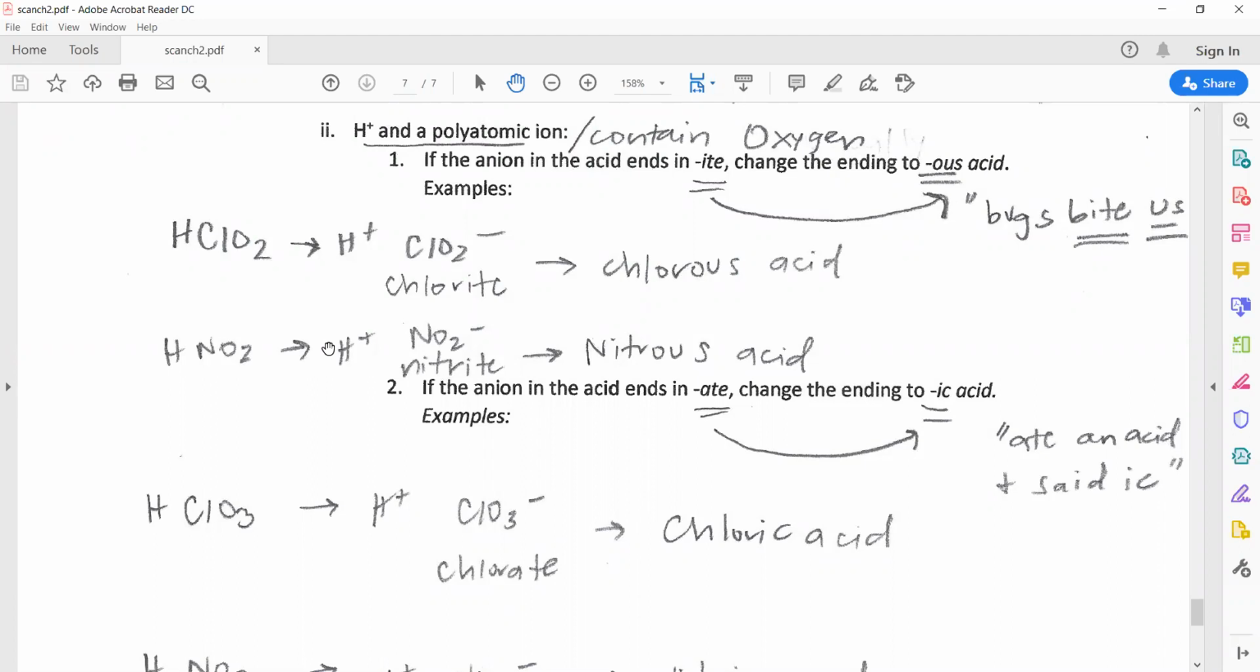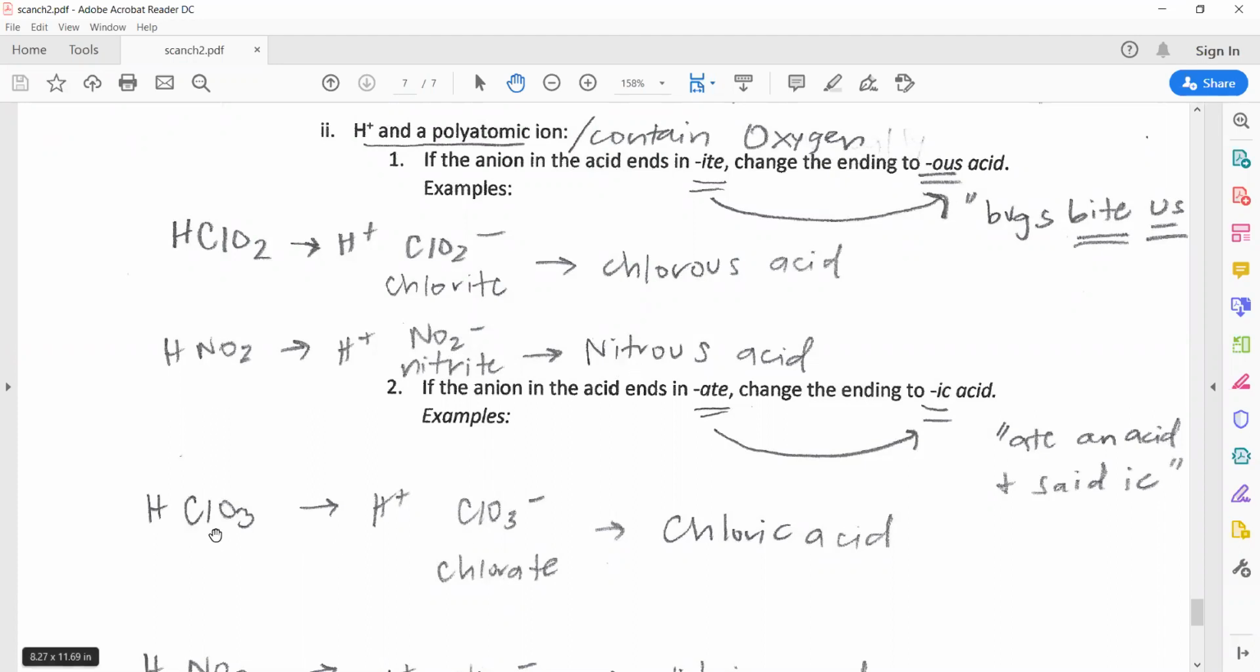That's the name. HNO2, same thing. You have an oxygen, so you focus on the NO2 minus. NO2 minus is nitrite, and the ite changes to ous. So it's nitrous acid.